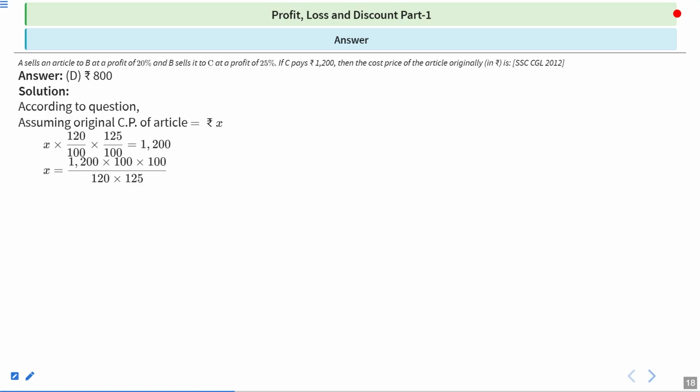Now we can calculate it. So we got X equals 1200 multiplied by 100 multiplied by 100 whole upon 120 into 125. When we simplify it, we get the value of X, which is 800 rupees, and this is the original cost price of the article. Clear? So D is the correct answer. Next one.